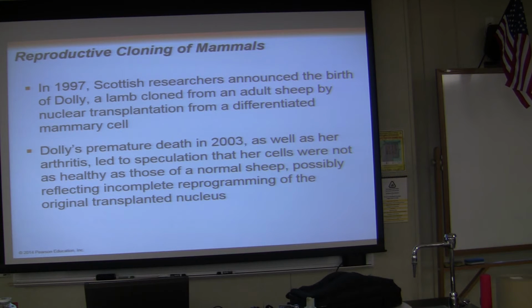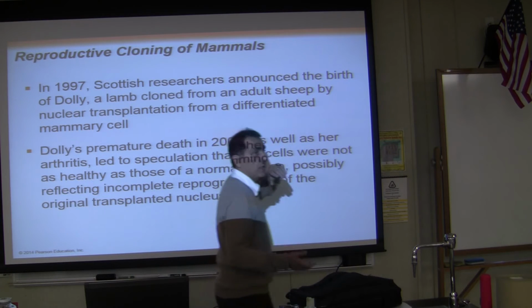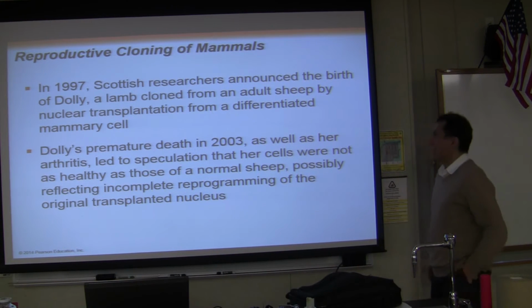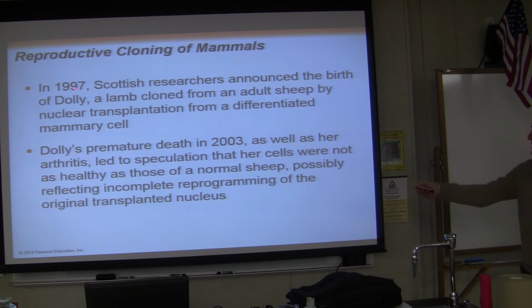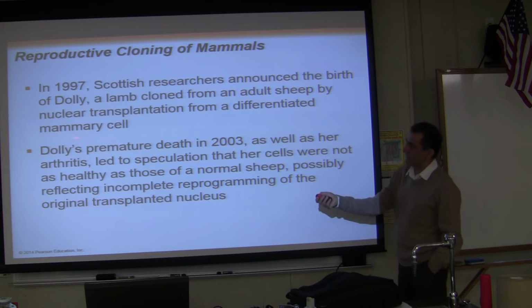Reproductive cloning of mammals. You guys have heard about it. For the first time, they cloned a sheep, a vertebrate mammal. That was the first time, and now we'll talk about it today a little bit. Something you should know about it. Okay, in 1997, I'm sorry, I said 1993. In 1997, Scottish researchers announced the birth of Dolly the sheep, a lamb cloned from an adult sheep by nuclear transplantation from differentiated mammary cells. And I will talk about that a little bit, where the mammary cells came from.